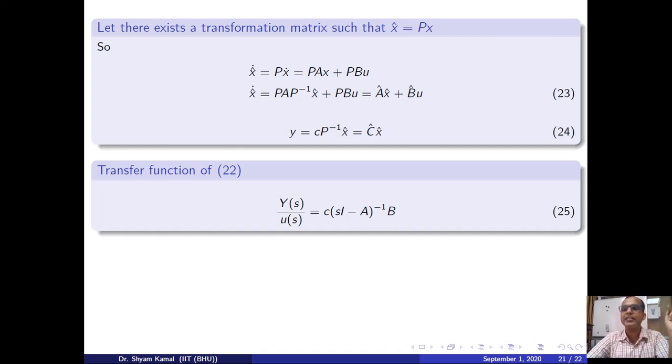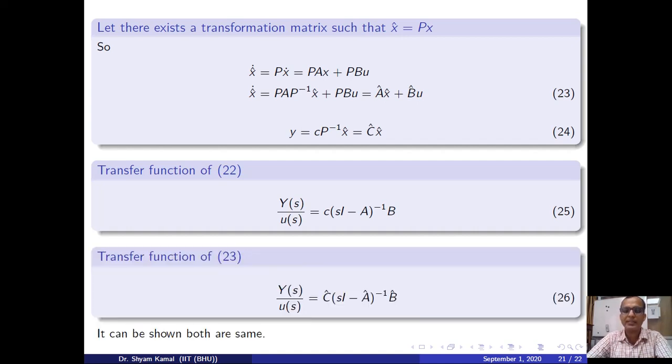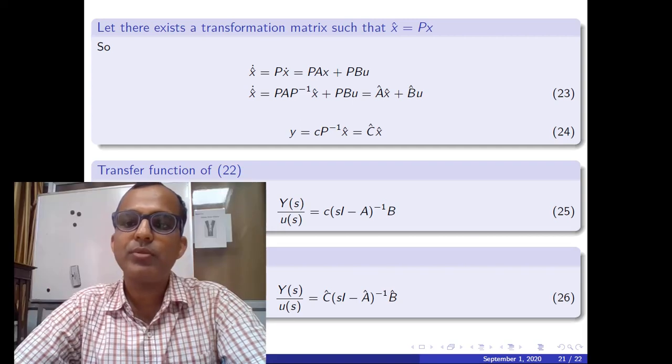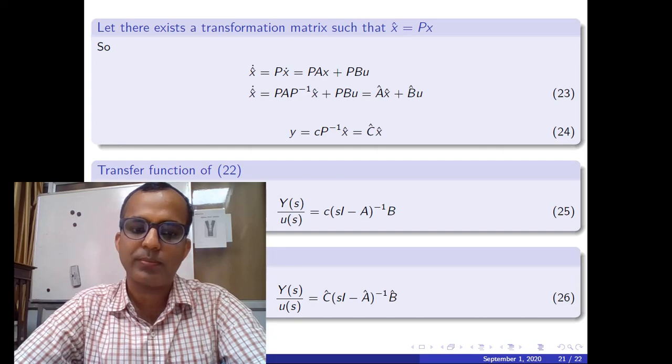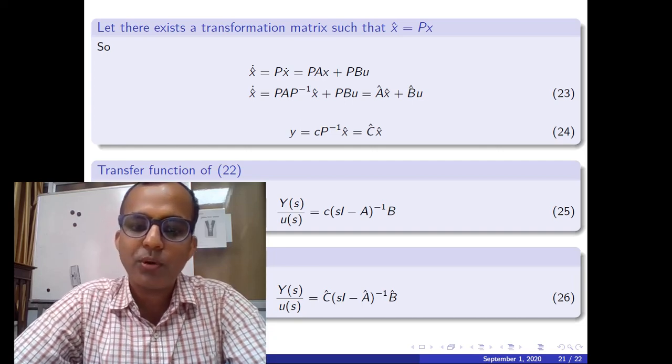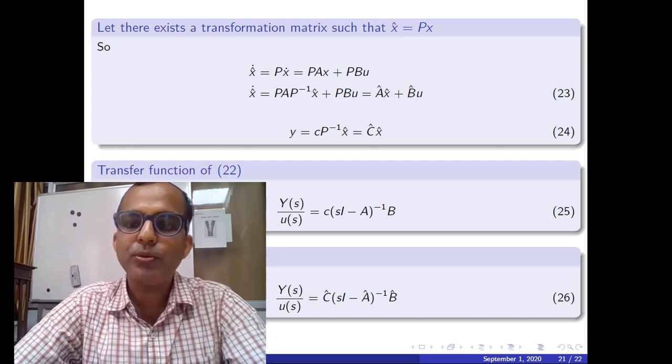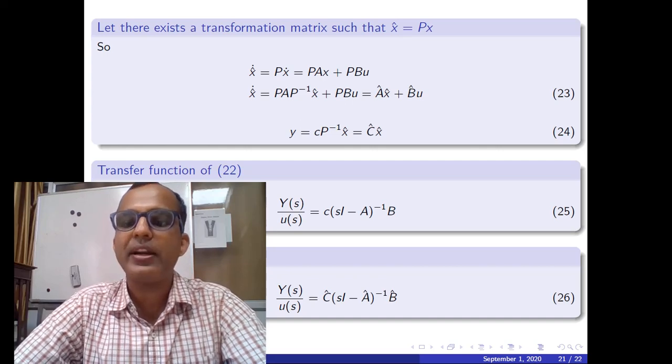Why am I saying matrix? Because x is some vector. Now I have to relate vectors, so a matrix acts like some kind of transformation. And if you take the Laplace transform on both sides of the original system, then this is the transfer function. And if you take the Laplace transform of equations number 23, 24, then you will get this kind of transfer function. So now this is an exercise for you, that it is possible to show that both 25 and 26 are the same.